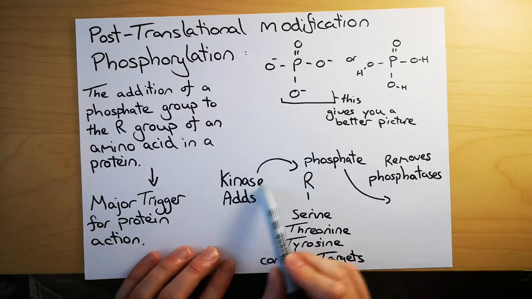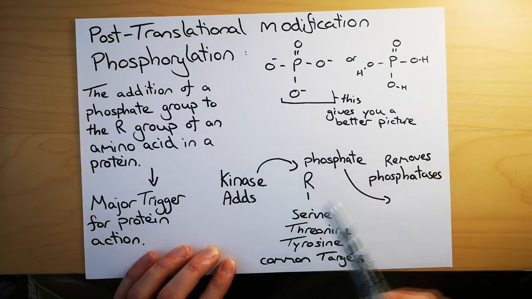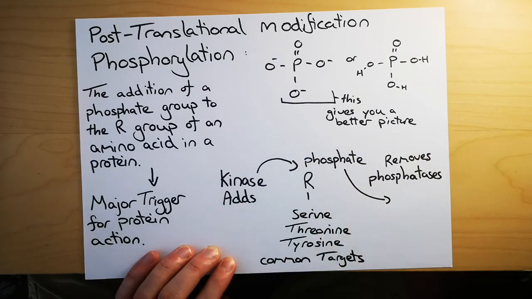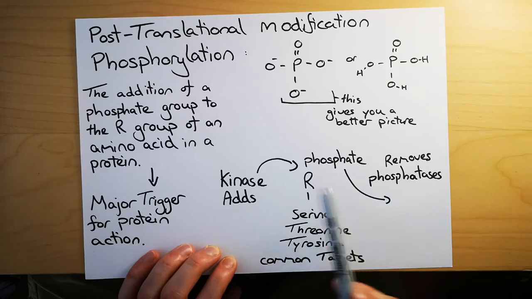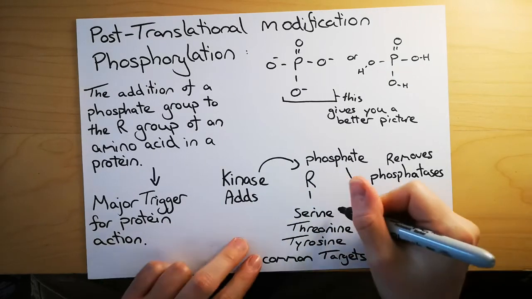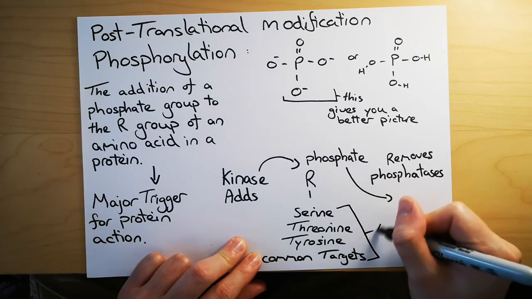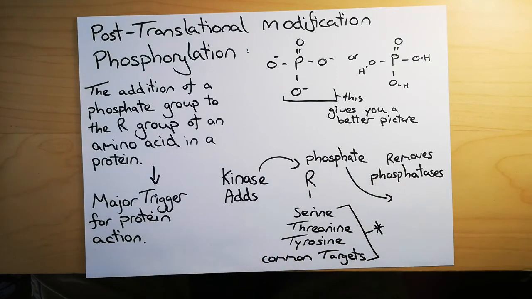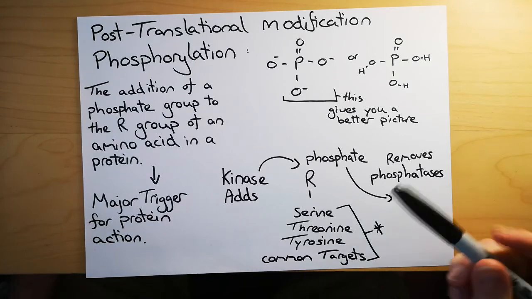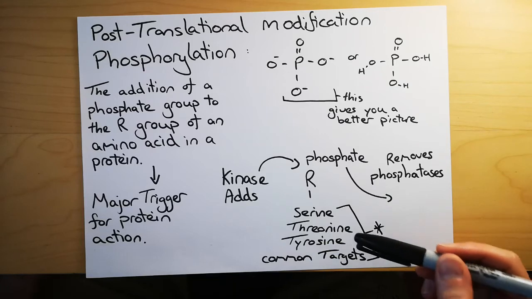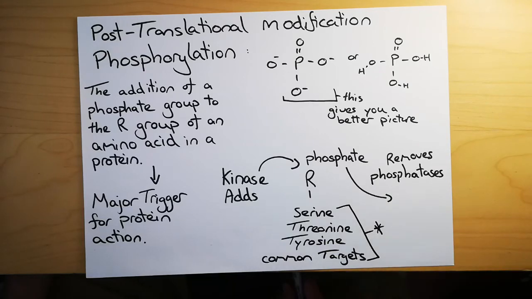The enzyme kinase is responsible for the addition of the phosphate group. Now, you don't need to know this bit actually. Technically, this bit is a little bit over and above, but it's interesting to know. The targets for this are usually serine, threonine, and tyrosine. Those are the common amino acids within the protein that will be targeted for this phosphorylation.